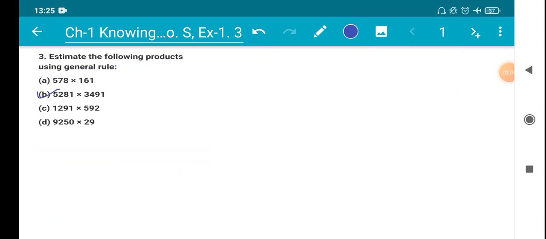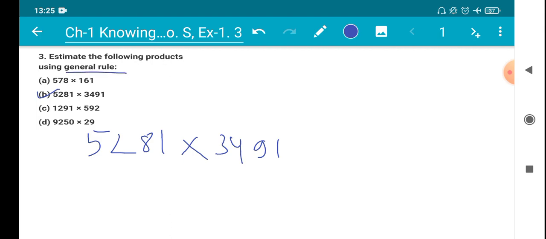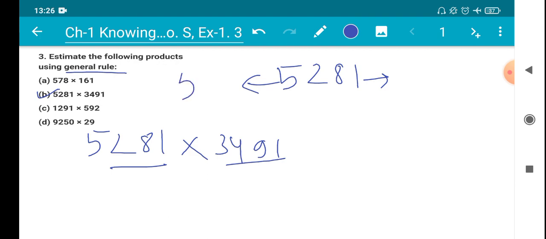Similarly, in part B we have 5281 into 3491. As mentioned, it is a general rule, so you can convert it into the nearest 1000 value or nearest 100 value. Here for 5281 I'll convert into the nearest 1000, and for the other one I'll convert into the nearest 100 value. You may change it to its nearest 1000 also, so answers may vary from one another. So it may be 5000, as I am rounding off to the nearest 1000, or maybe 6000.